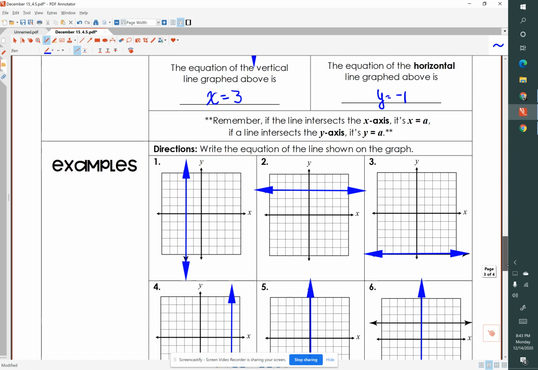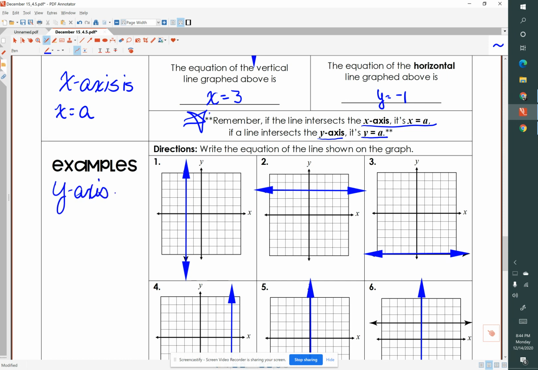Now remember, if the line intersects the x-axis, it's x equals a. So we remember x-axis is x equals a. If the line intersects the y-axis, it's y equals a. So y-axis is y equals a, okay?